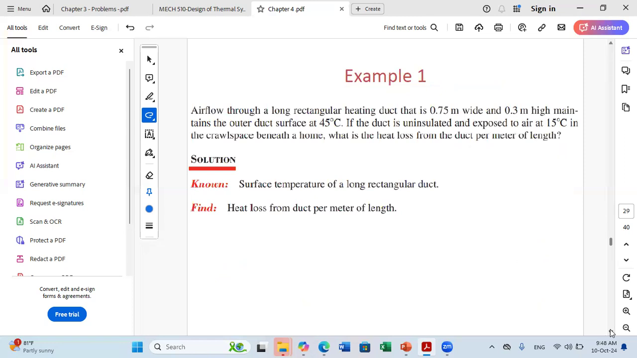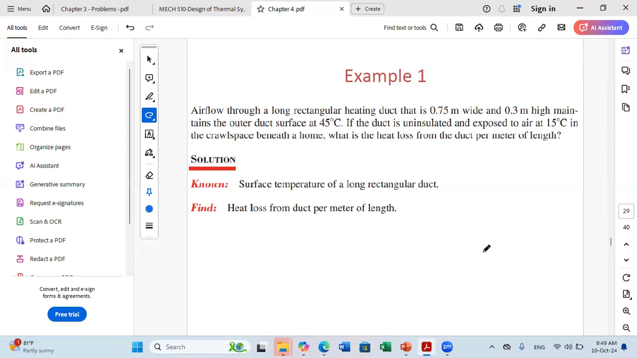Example. Air flows through a long rectangular heating duct that is 0.75 meters wide and 0.3 meters high, and this duct maintains the outer duct surface at 45 degrees. If the duct is not insulated and exposed to air at 15 degrees, what is the heat loss from the duct per meter of length?